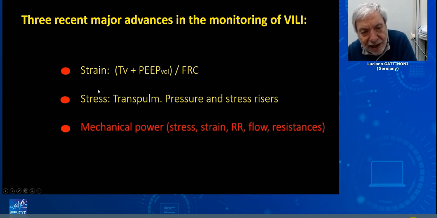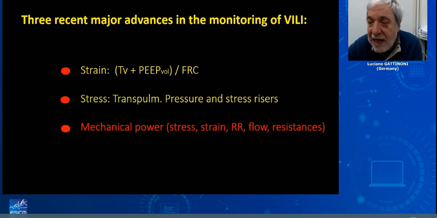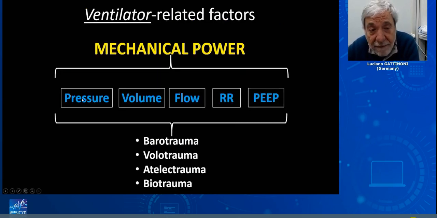Now, if you look at stress, strain, flow, respiratory rate, resistances, all this may be summarized in one summary variable that is not specific. It doesn't tell you where the problem is. It tells you that there is a problem if you overcome a certain level. So pressure, volume, flow, respiratory rate, PEEP, all contribute to the energy that I have to put in my system. And energy may imply damage.